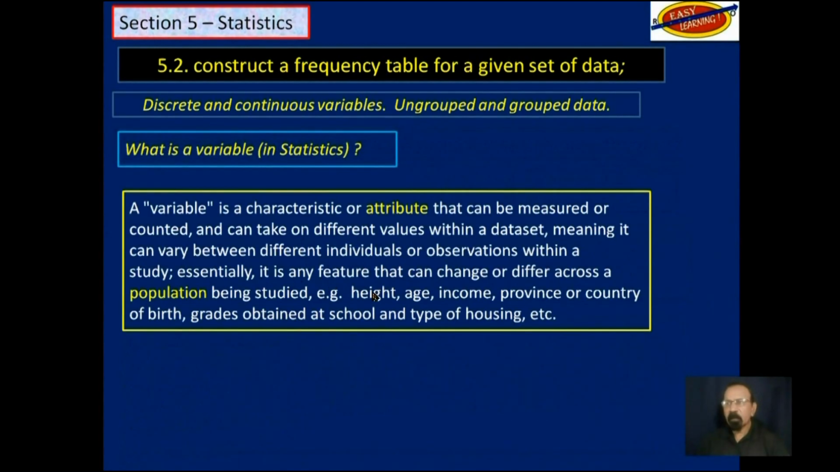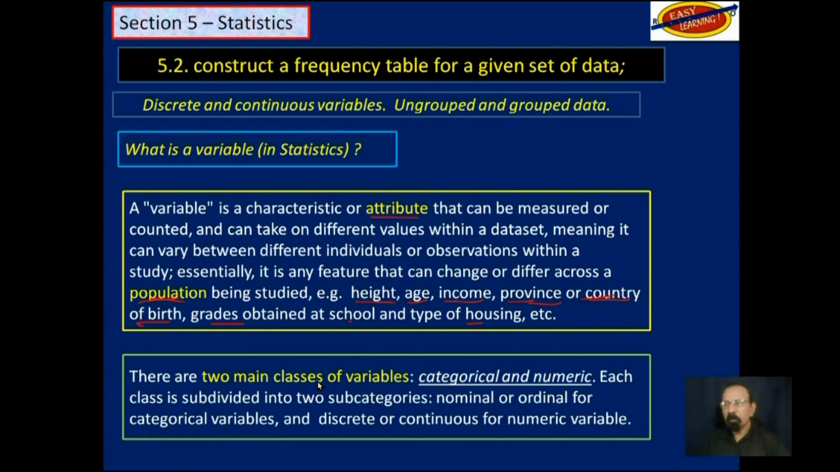Continuing with that, examples are height, age, income, if we're dealing with a population of humans, province or country of birth, grades obtained in school, type of housing, and so on. These are all attributes of a population, and therefore they are variables.